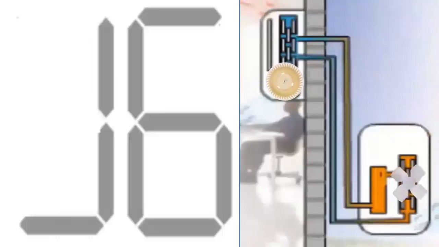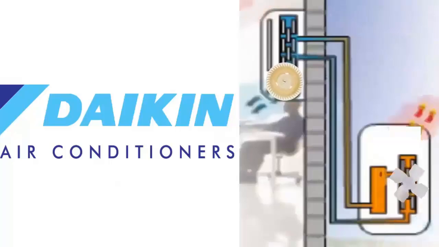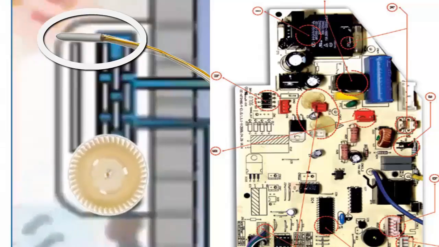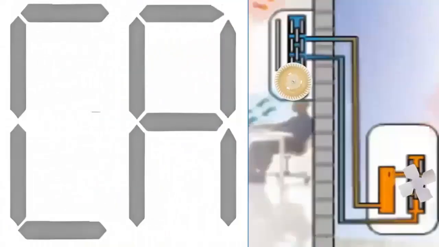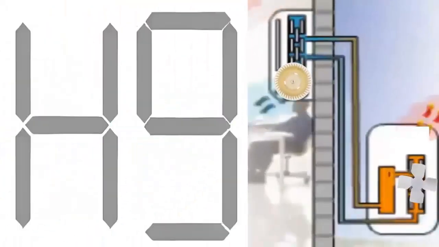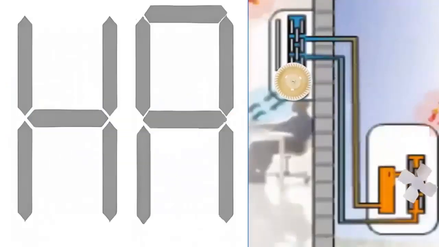3. Air temperature sensors. Code C9. Malfunction of the suction air thermistor. Code CA. Malfunction of the discharge air thermistor. Code H9. Malfunction of the external air thermistor. Code HA. Malfunction of the discharge air thermistor in the external unit.